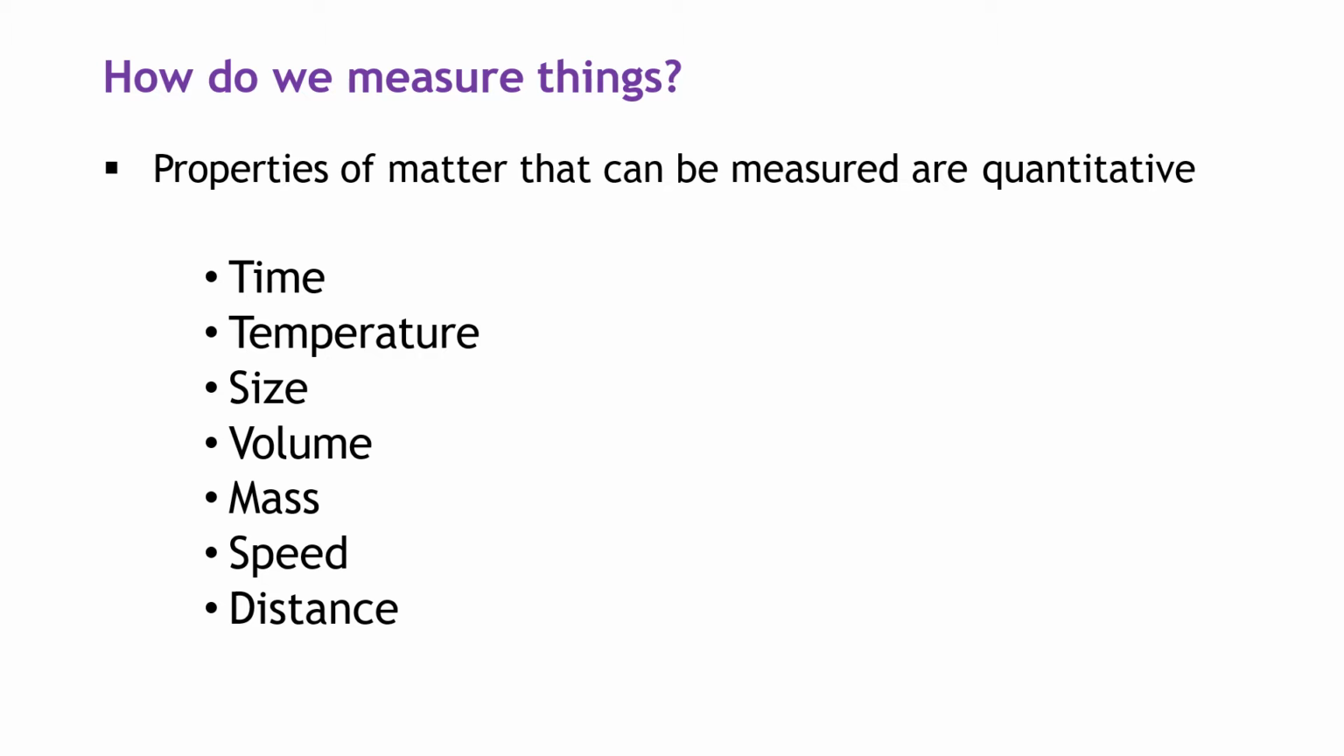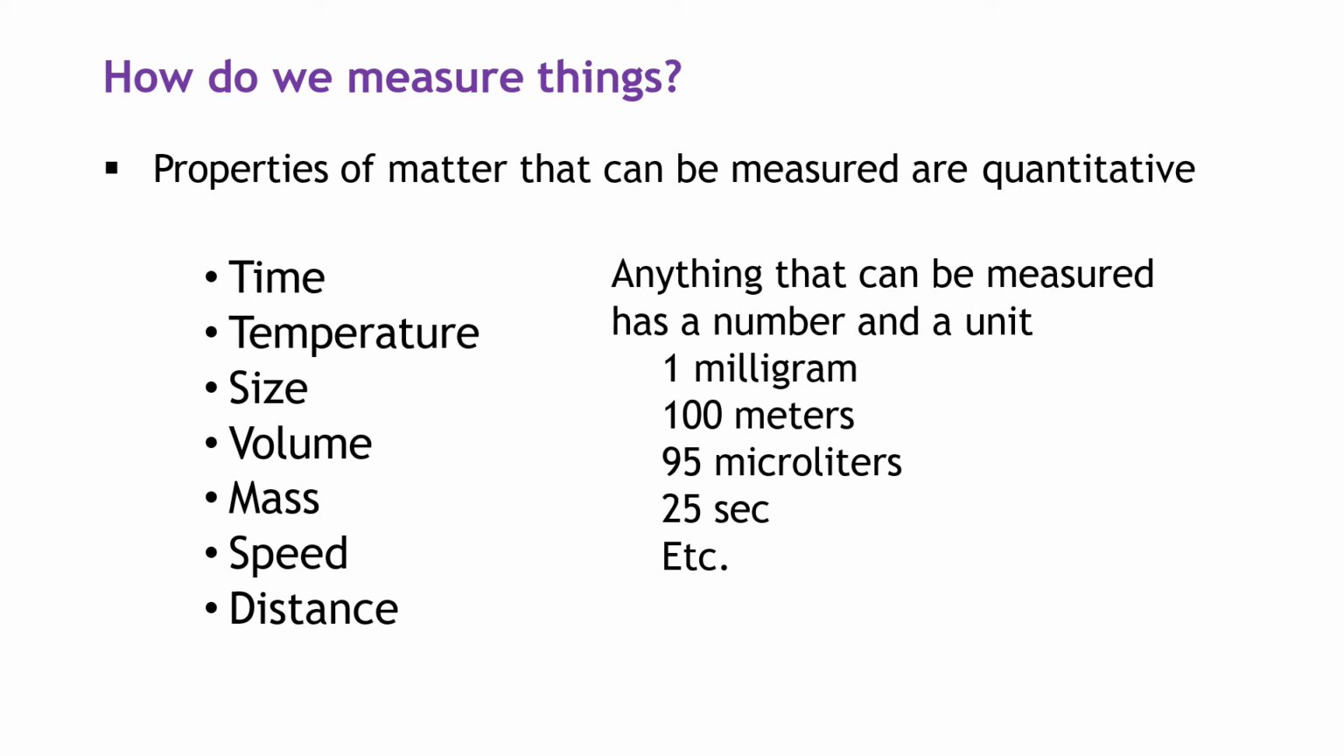So the first question we might want to ask ourselves is, how do we measure things, in what units, and what are the kind of things we measure? You can easily imagine the kind of things that we might want to investigate, things like time, temperature, size, volume, mass, speed, or distance. And it's also worthwhile keeping in mind that anything that can be measured has both a number and a unit. So we could have 1 milligram, or we could have 5 milligrams, or we could have 100 meters, or we could have 500 meters. The list goes on. The possibilities are almost infinite, but we do have this combination of the unit itself and the actual number.